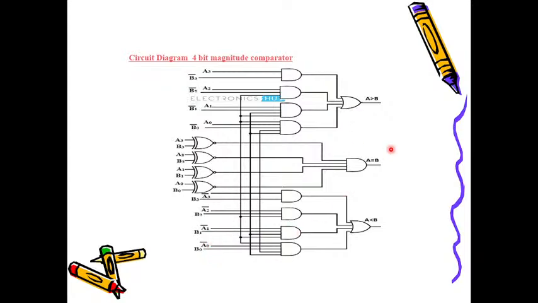Okay. Did you understand the 4-bit magnitude comparator? So any doubts? With this, your magnitude comparator topic is over. Any doubts? Kindly ping me a message. Else we can wind up.